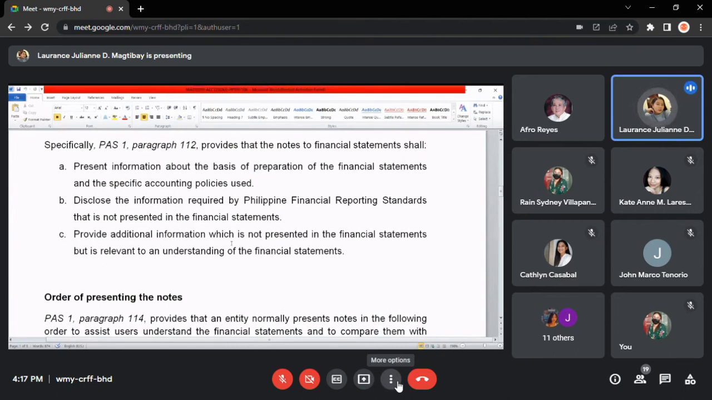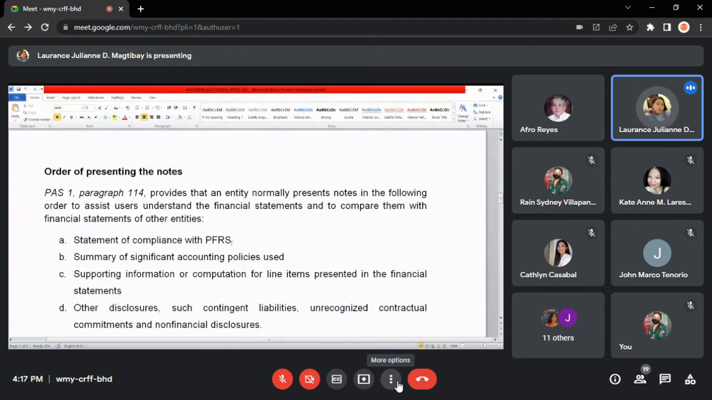And katulad na nga lang po ng sinabi ko kanina, sometimes sa notes to financial statements, meron doon mga description or meaning ng isang account. Siyempre, hindi na yun sinasama pa kapag gagawa ka, like for example, ng statement of financial position, hindi mo na ilalagay dun yung description or meaning ng account, pero dun sa notes, meron dun portion na dinedefine nila yun.